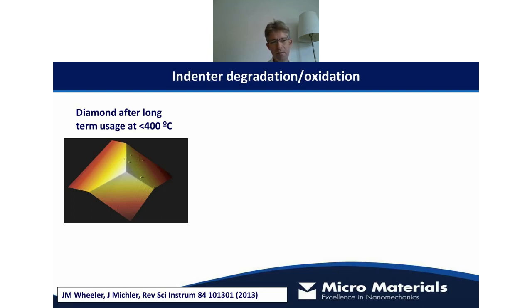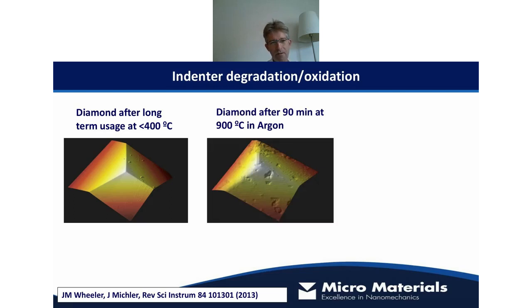And what we can see here is that the Berkovich geometry is retained. So it's basically not wearing. But when we increase the temperature, then there's oxidative degradation of that diamond material. So this is an example of some pitting that you see at the surface. This is after just 90 minutes at 900 degrees in argon. So this has not been in contact with the sample. This is simply diamond degradation through the residual oxygen in the argon environment.